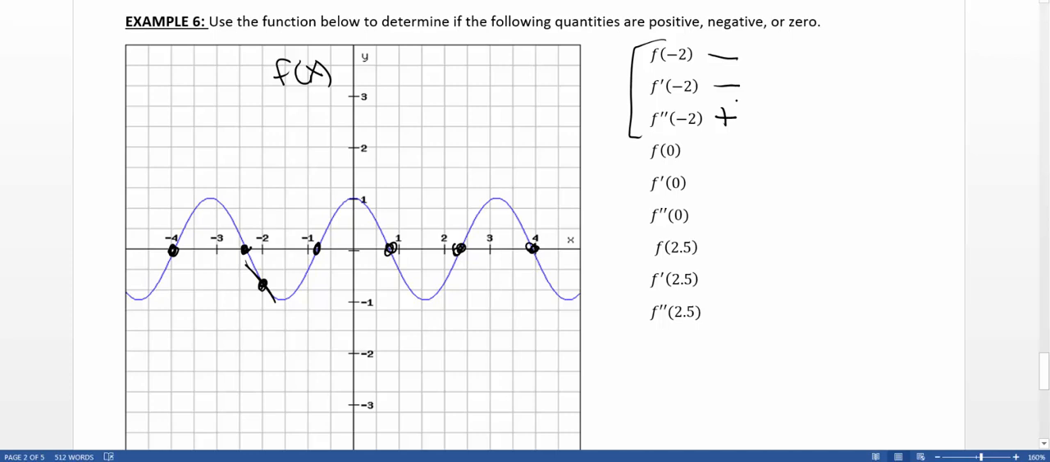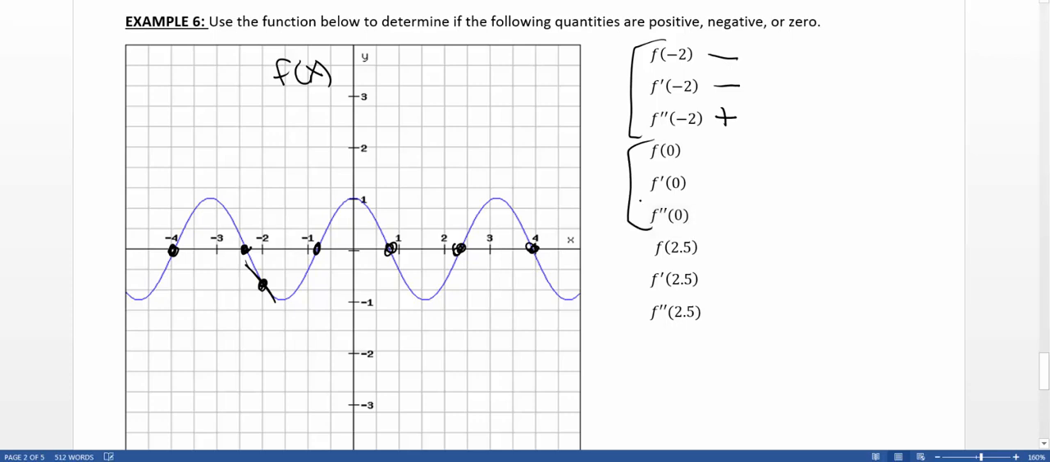So we can analyze three different things at one point on a graph. One by looking at whether it's positive or negative, one by looking at if it's increasing or decreasing, and one by looking at if it's concave up or concave down. Let's practice this at the other points.